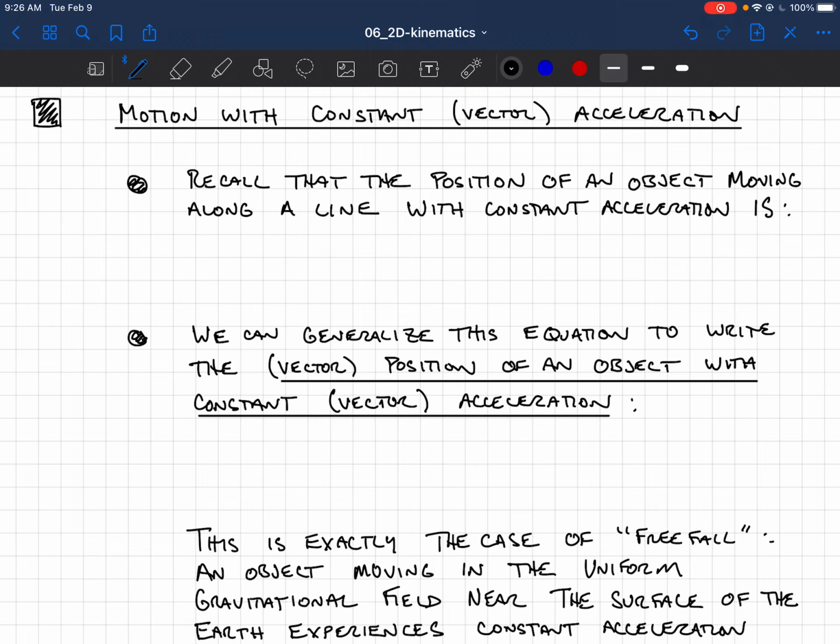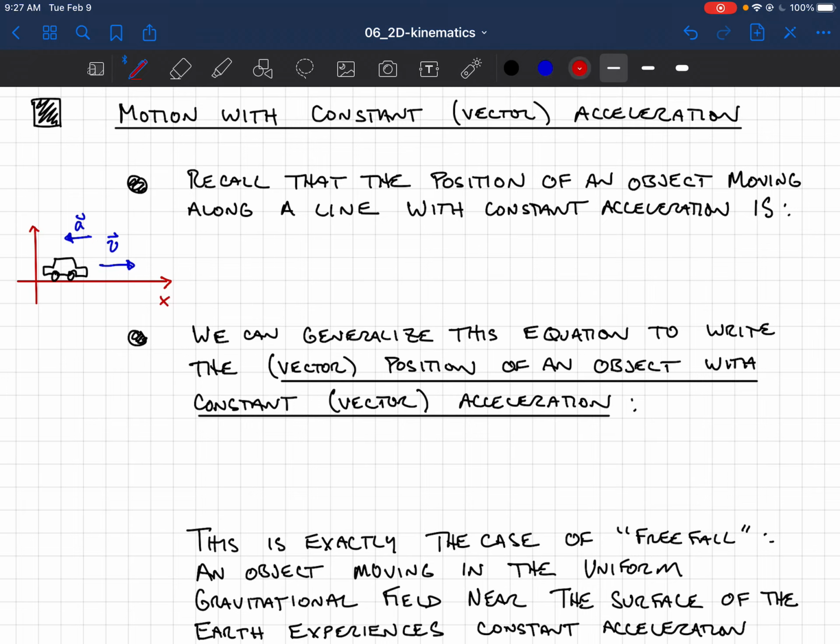Let me remind you of the equation for an object that is moving along a line with constant acceleration. We could call that line the x-axis, and maybe the object is like a car. So here's our car, and maybe it's coming to a stoplight, so it has some velocity vector that looks like this, but it has some acceleration vector that looks like this.